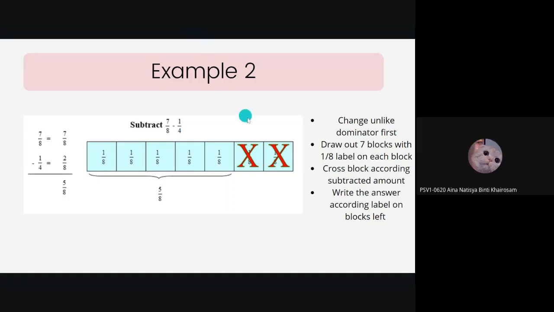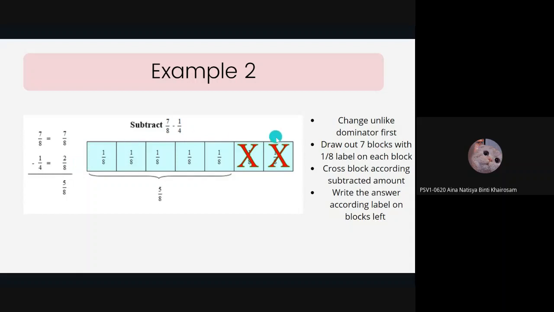Okay, for example 2, the question is 7 over 8 minus 1 over 4. We can see that the denominators are unlike, so we first change to get the same denominator. 7 over 8, and then 1 over 4 we change to 2 over 8.